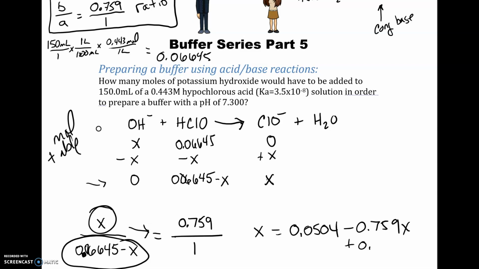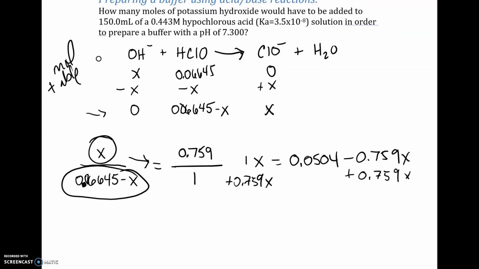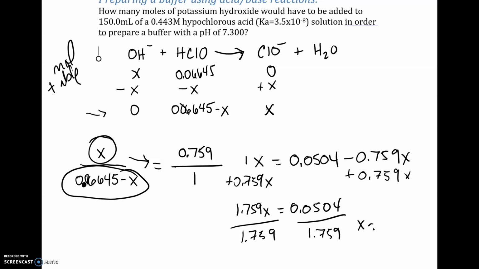I can combine like terms. I'm going to add 0.759x to both sides. Now remember, x is 1x. So this ends up being 1.759x is equal to 0.0504. I'll divide both sides by 1.759, and x is equal to 0.0287. Now this is moles.